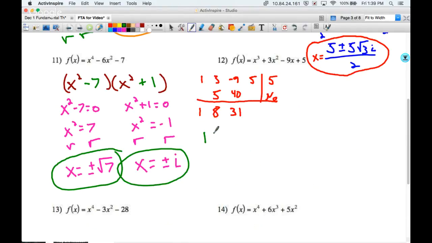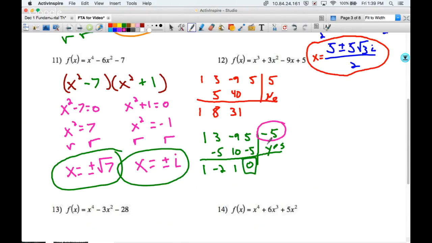Another option would be, let's see, negative 5 maybe. So we get 1, negative 5, negative 2, positive 10, positive 1, negative 5, 0. So yes, we just found one root there, and then this gives us the following quadratic: x squared minus 2x plus 1.